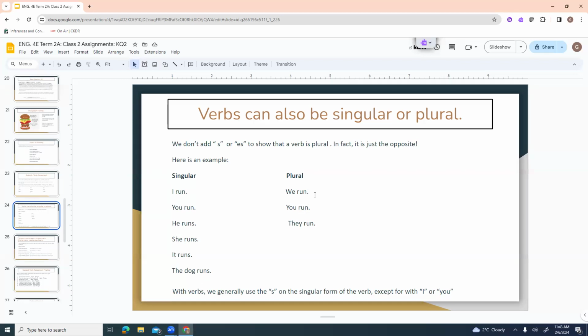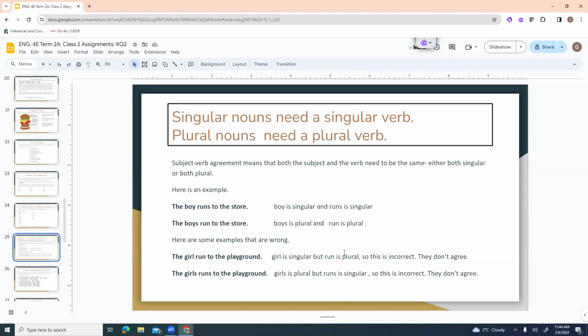So what you have to be aware of when you're doing these, if the noun or pronoun is plural, then we're not going to have an S at the end of the verb. If the noun or pronoun is singular, we will have an S at the end of the verb if it's the third person, he, she, it, or just a generic noun. So singular nouns need a singular verb, plural nouns need a plural verb.